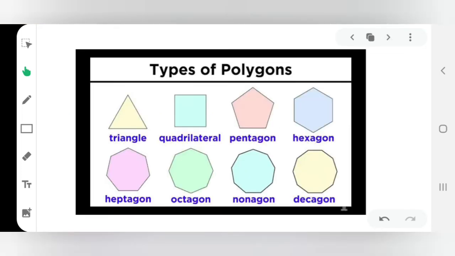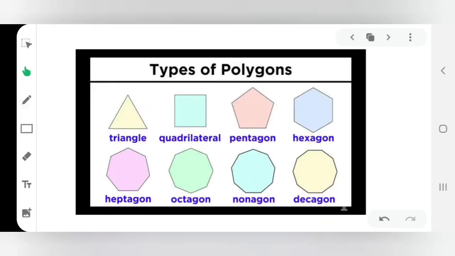Let's see what the types of polygons are. A figure having 3 line segments is called a triangle. 4 line segments is called a quadrilateral. 5 line segments is called a pentagon. 6 line segments is called a hexagon. 7 line segments is called a heptagon. 8 sides is an octagon, 9 sides a nonagon, and 10 sides a decagon.